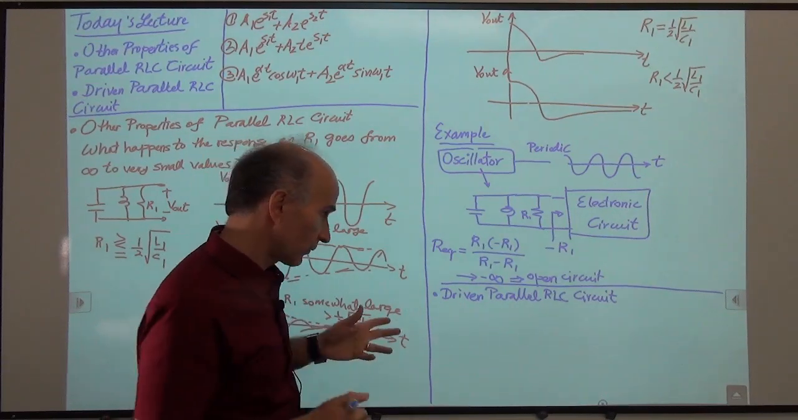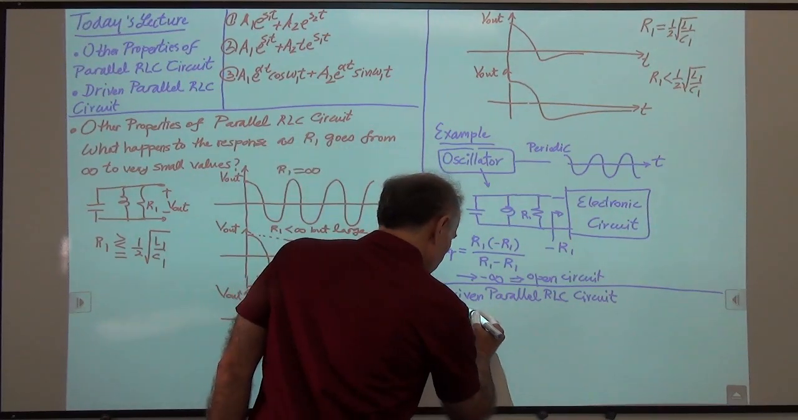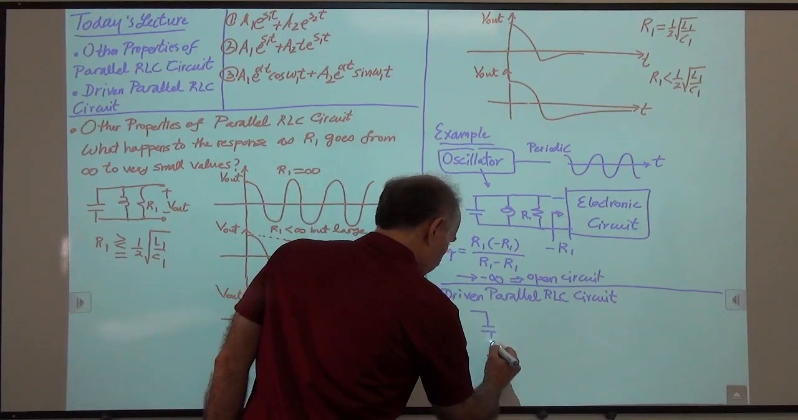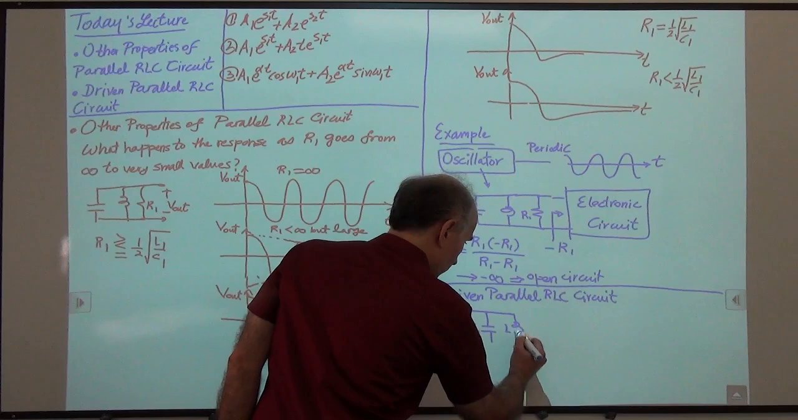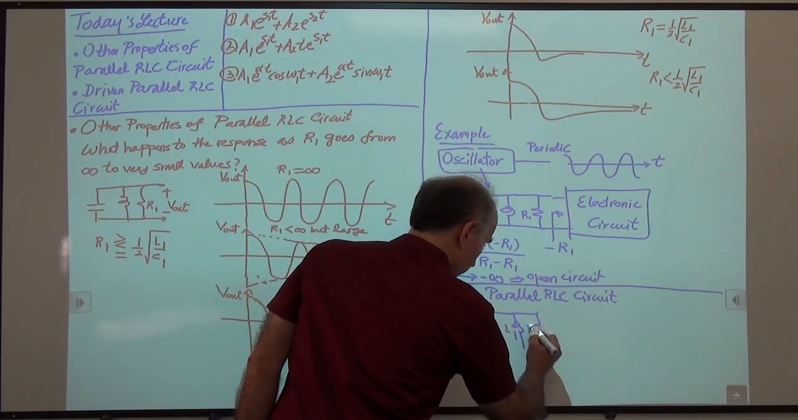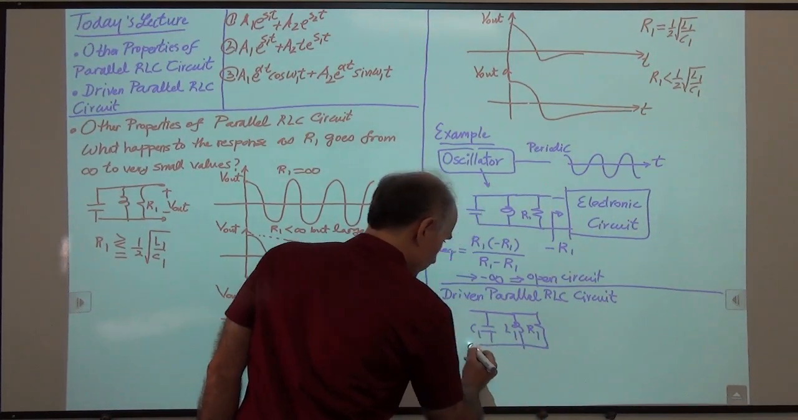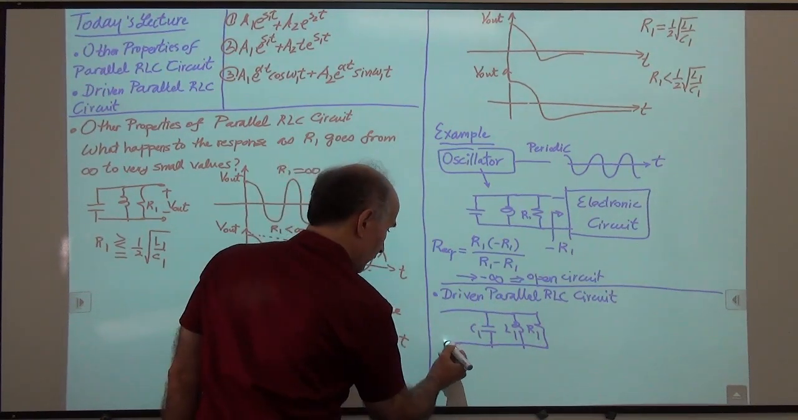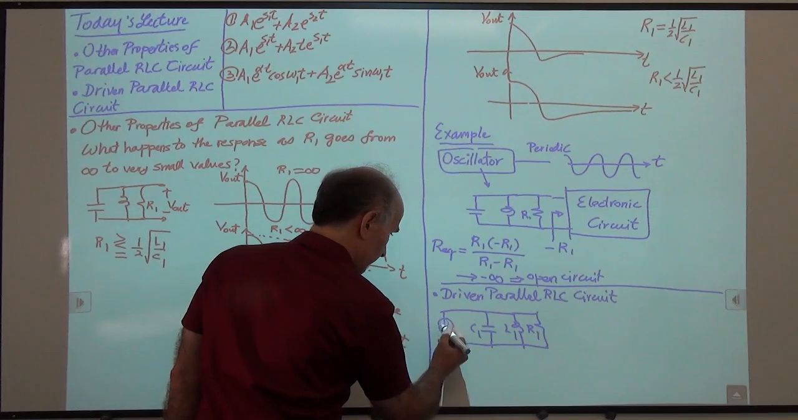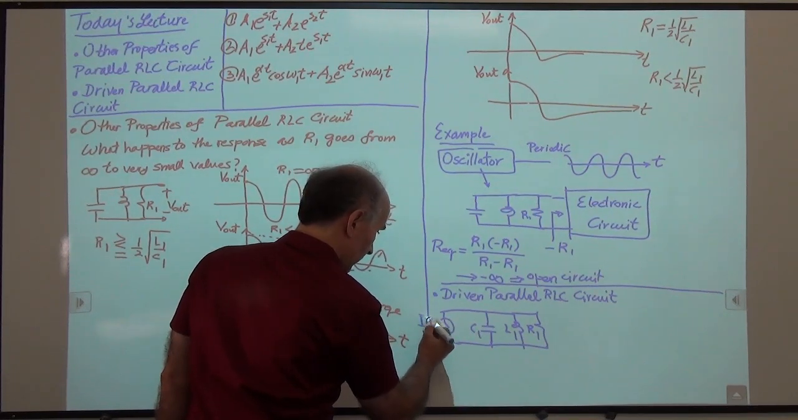All right, so let's draw the circuit. Here's our circuit C1, L1, and R1. And I would like to apply an input. So I will choose a current source here, and I call it I in.